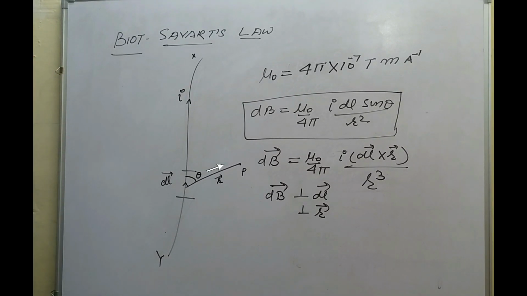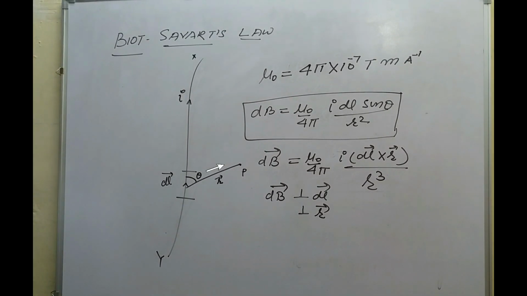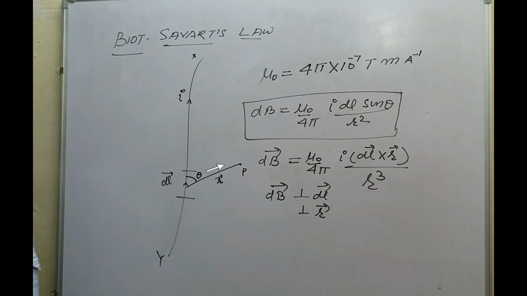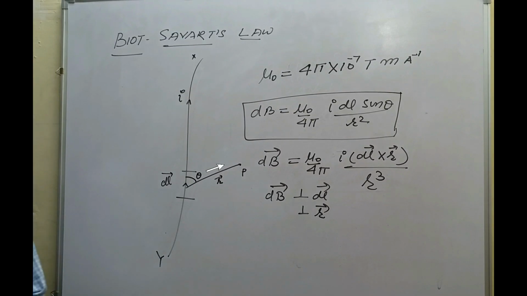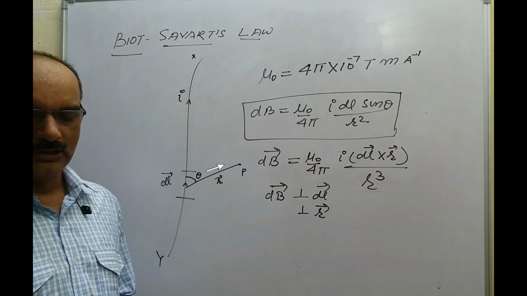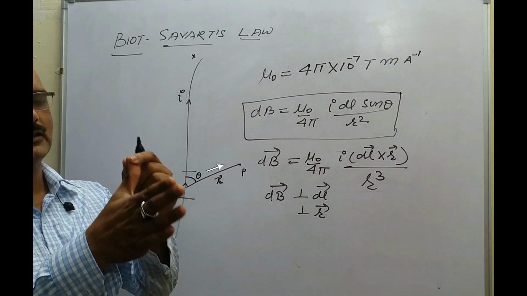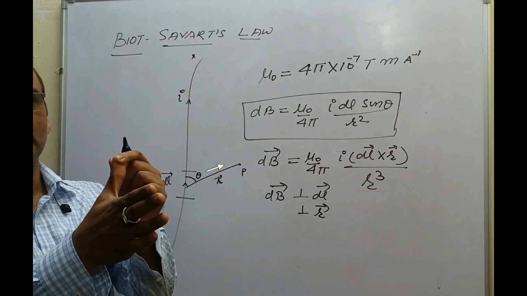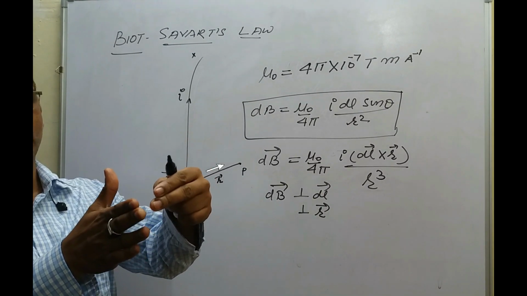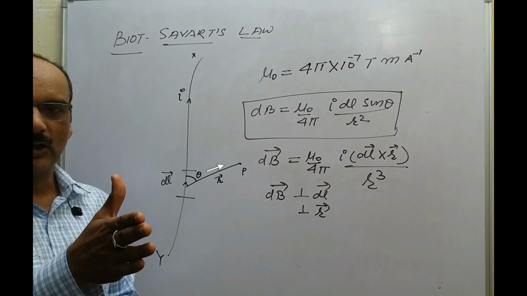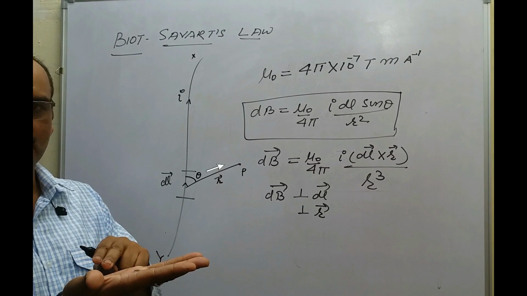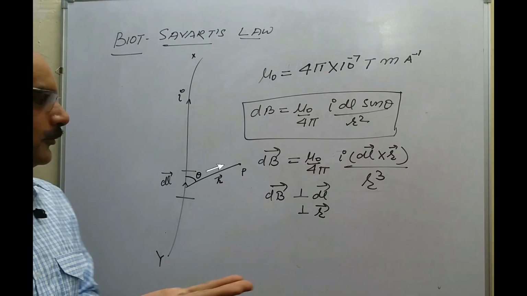Clear? Now, there is another method which is used to find the direction of the magnetic field, and this is the right hand palm rule. Stretch your right hand such that the thumb is pointing towards the current and the fingers are pointing toward the field point where you have to find the direction of the magnetic field. Then the palm will show the direction of the magnetic field at that point.